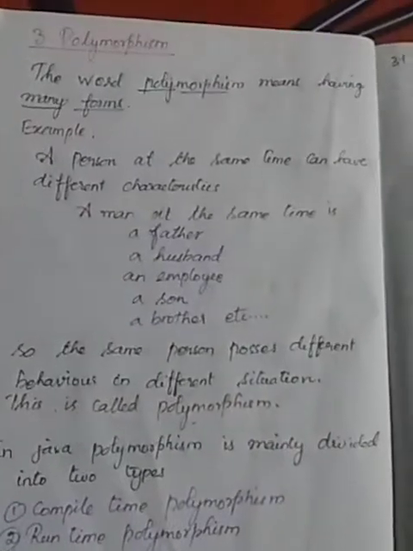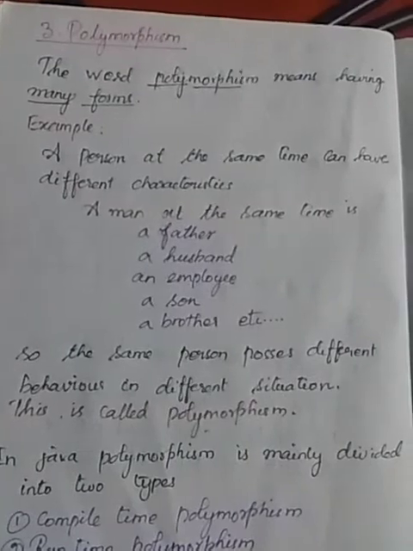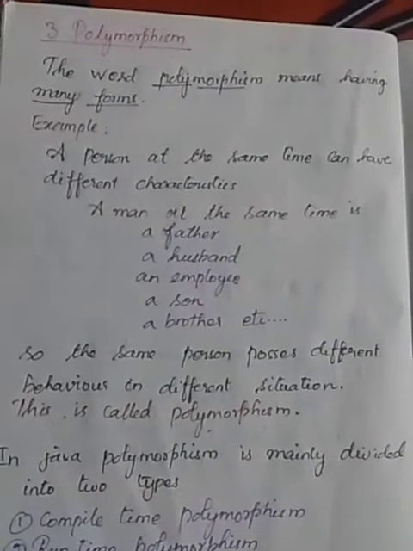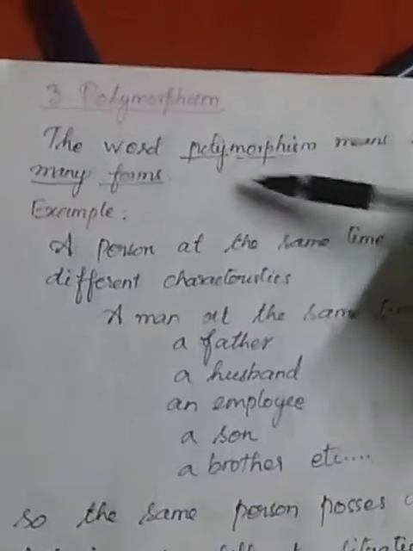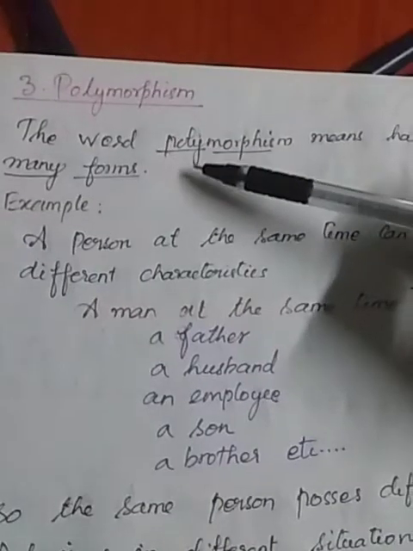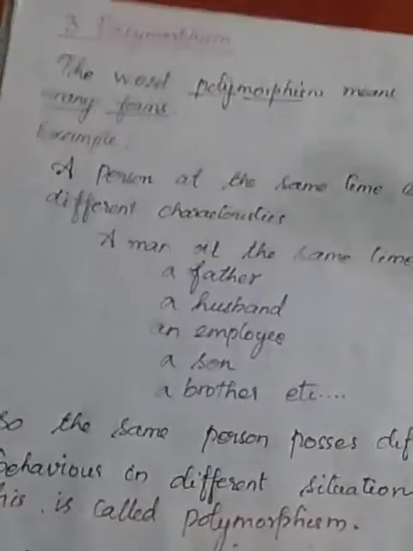Hi, we are now going to discuss polymorphism. The word polymorphism means having many forms. Poly means many, and morph means forms. Many forms means polymorphism in a single term. And here, let us take an example.